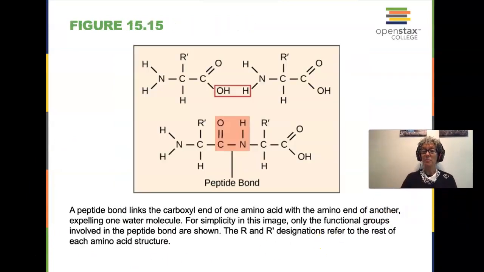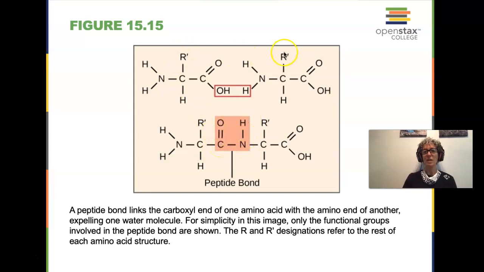Reminder of what a peptide bond is. These are 2 generic amino acids. The R groups are attached to that central carbon. There's the amino end and the carboxyl or carboxylic acid end. The dehydration synthesis happens between the OH on the first amino acid's carboxyl group and a hydrogen from the second amino acid's amino group, which releases water and forges that peptide bond.